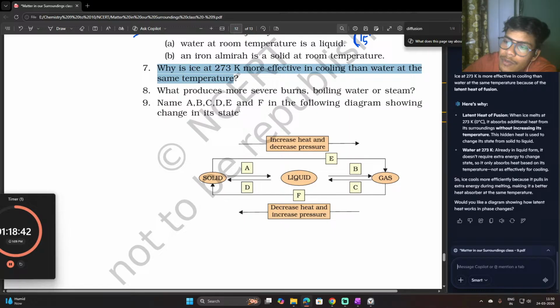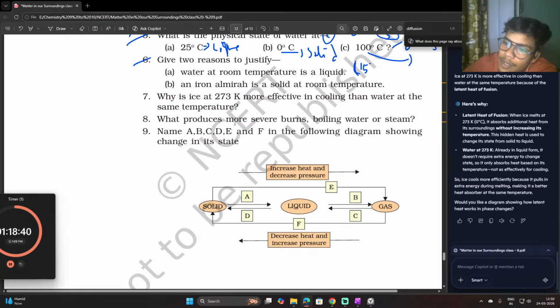So what produces more severe burns, boiling water or steam? What produces more severe burns, boiling water or steam water? Obviously boiling water. Steam means it is vaporized.